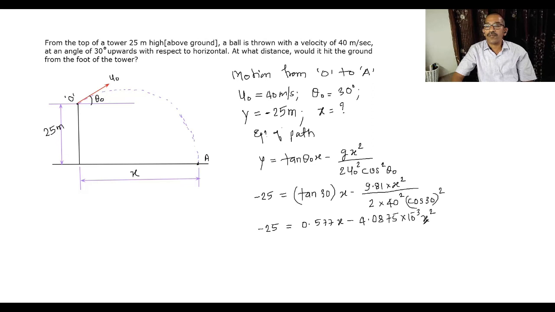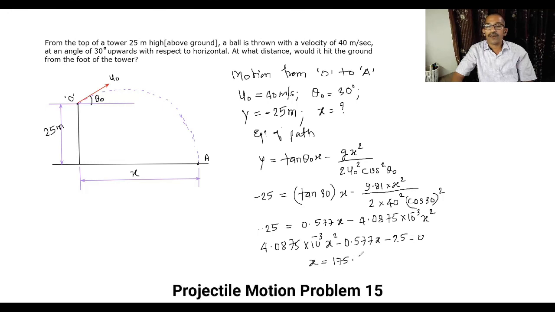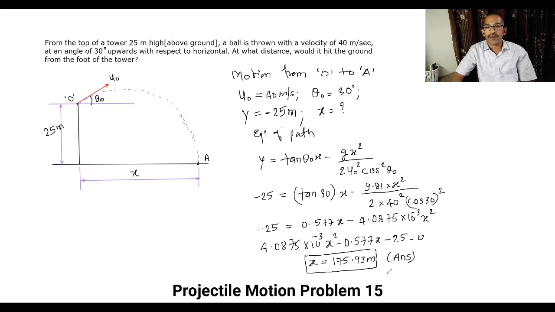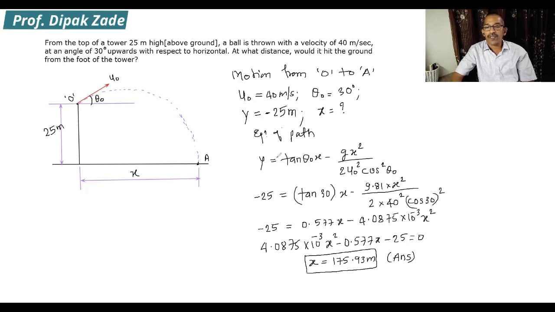Now this is a quadratic equation. If you take the x square term on the left side, it will be positive. So 4.0875 into 10 raised to minus 3 x square minus 0.577x minus 25 equals 0. Substitute the a, b, c values using a calculator for the solution of the quadratic equation, and this comes out to be 175.93 meters. When you solve a quadratic equation, you get two roots. We select the positive root because it is valid. The negative root means it moves in the other, leftward direction, which is not possible. That means the correct answer is the positive root, 175.93 meters.